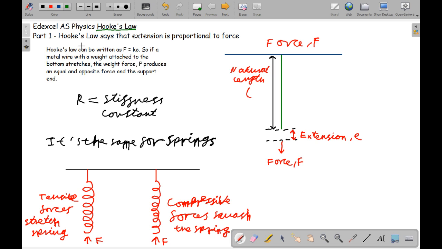Robert Hooke discovered this in 1676. The extension of a stretched wire, E, is proportional to the load or force F. This relationship is now called Hooke's law, and k is the stiffness constant.